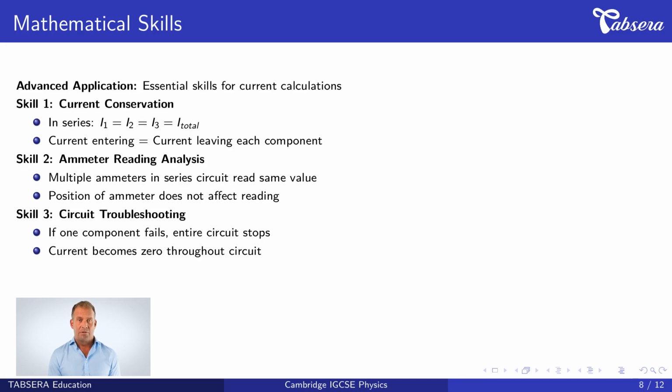Third, circuit troubleshooting. If one component fails in a series circuit, the entire circuit stops functioning. Current becomes 0 throughout the circuit because the single path is broken. This characteristic helps identify series circuit behavior in practical situations.